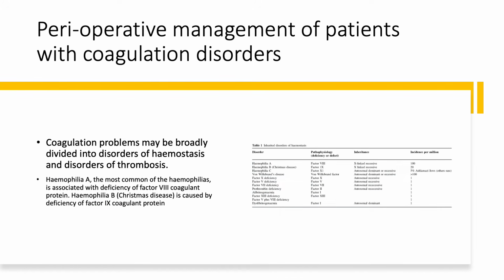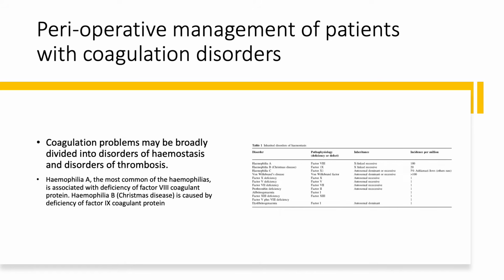Perioperative management of patients with coagulation disorders is a very important thing for the anesthesiologist to understand, because he may face a situation like this and may have to balance the clotting as well as the bleeding during the surgery. So, they are divided into disorders of hemostasis and disorders of thrombosis.